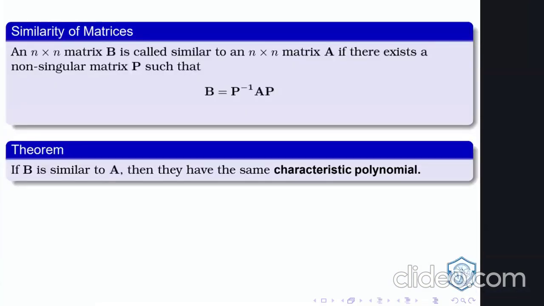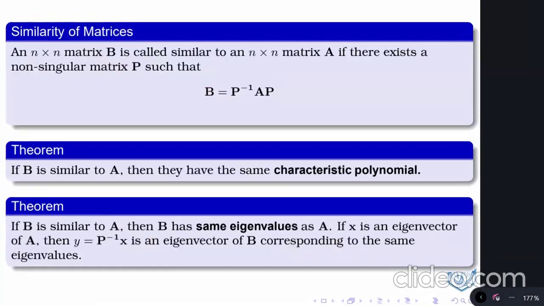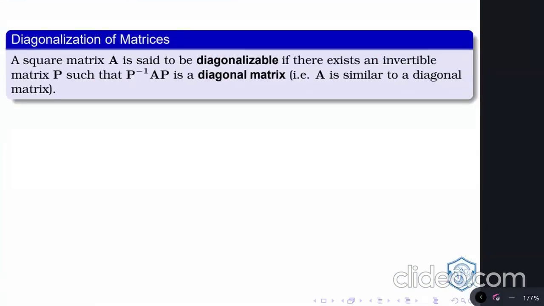As I have told, they will have the same characteristic polynomial and the same eigenvalues, but the eigenvectors are different. Like if X is an eigenvector of A, then P inverse X will be the eigenvector of B. Okay, now we come to the original thing, which is diagonalization.